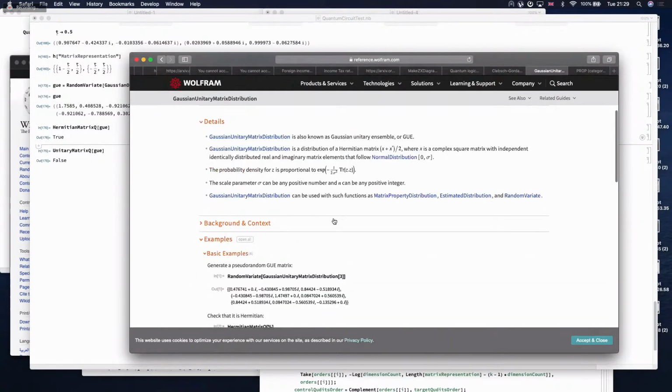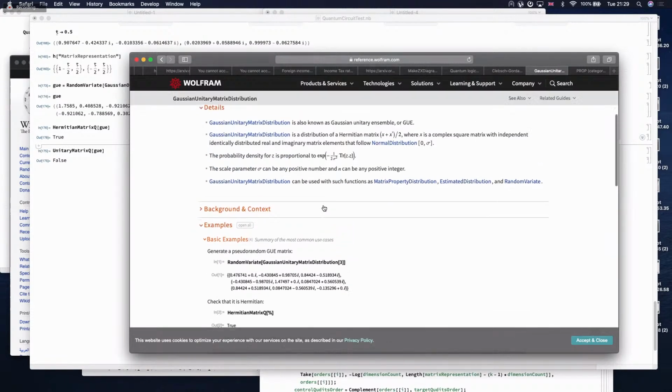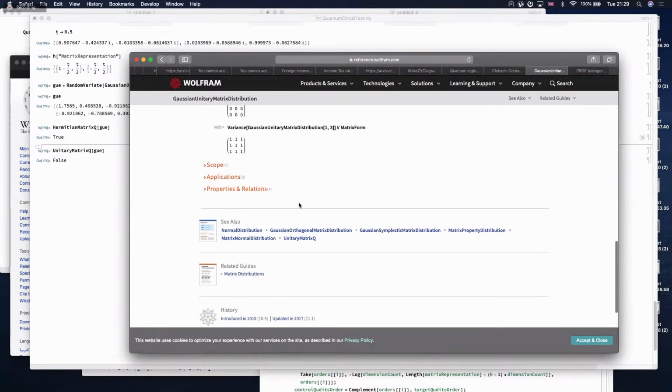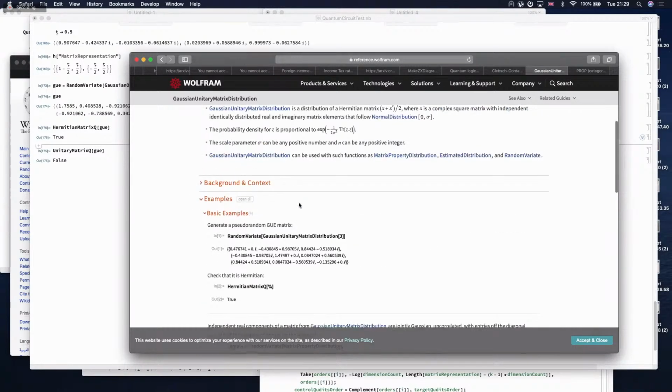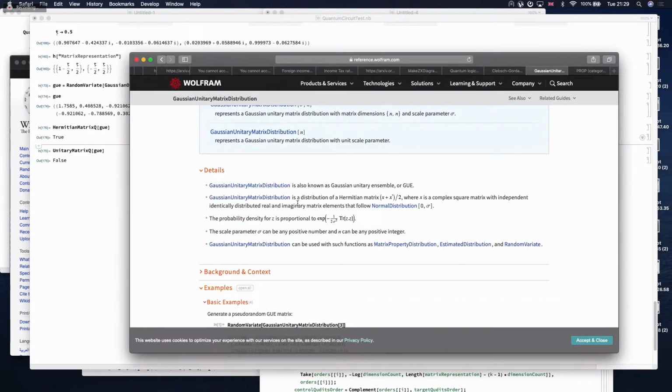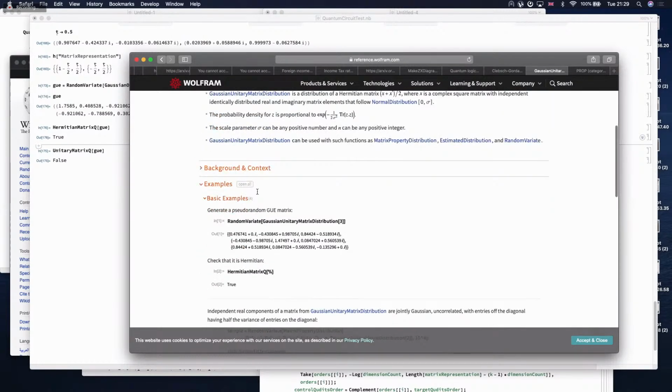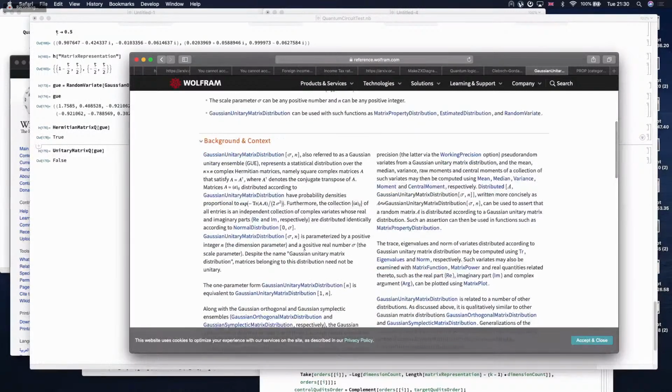It's disappointing that you're not using the in-product documentation, but this is fine. Okay, so it's the distribution of a Hermitian matrix. Oh, that's the Wigner circle distribution that you're getting out at the end there. So does it make unitary matrices? Could you look at background and context, see if there's anything there? Yeah, it's an ensemble of Hermitian matrices.